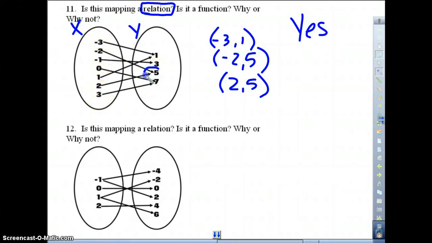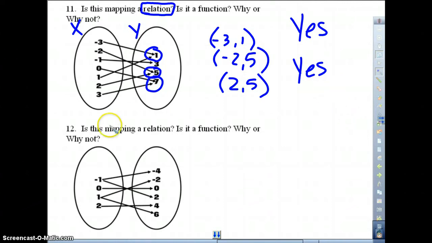Does it matter that 5 has 2 arrows coming at it? Does it matter that 1 has 2 arrows coming at it? No. Does it matter if 7 has 2 arrows coming at it? No, it doesn't matter. What matters in a function is each x only gets paired with one y. So is it a function? Yes. Because each x is paired with only one y.